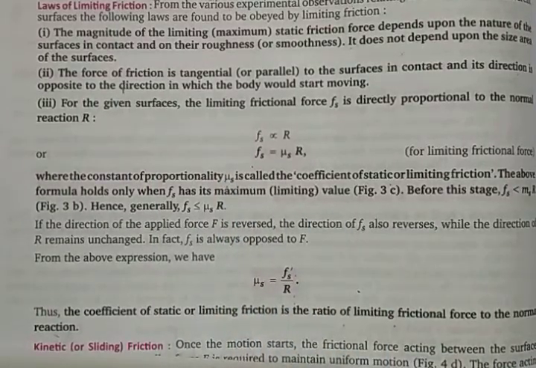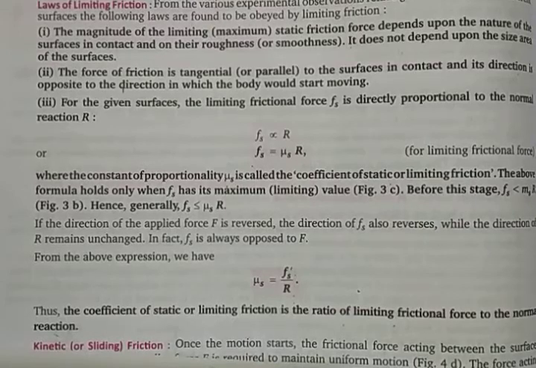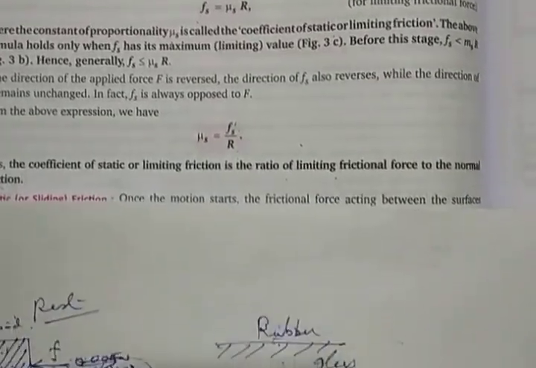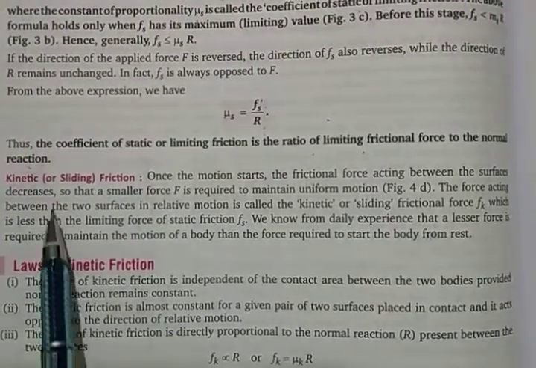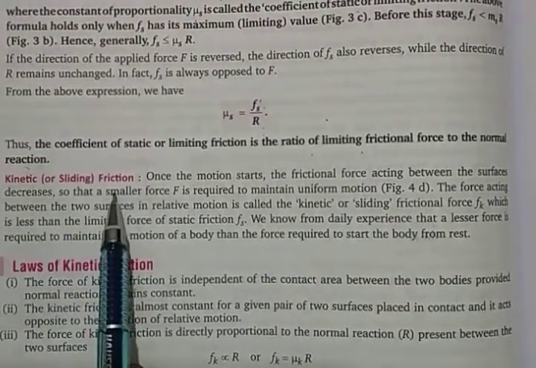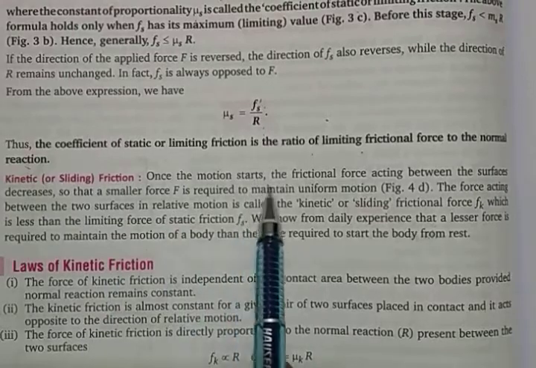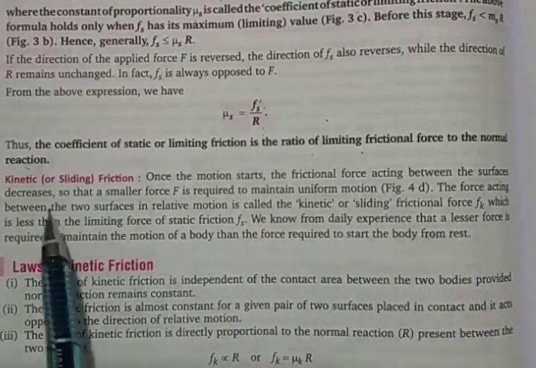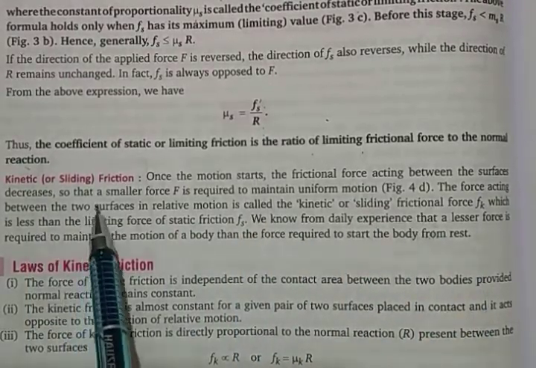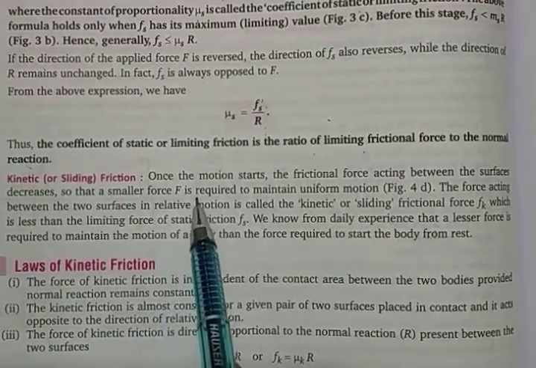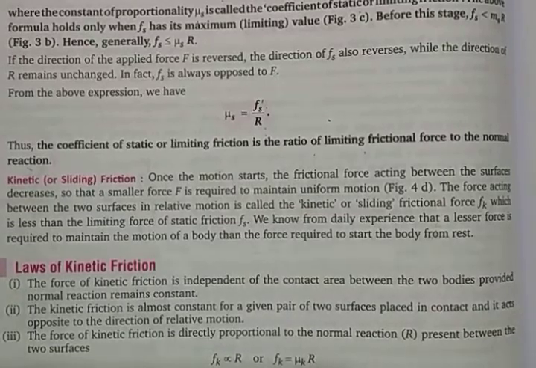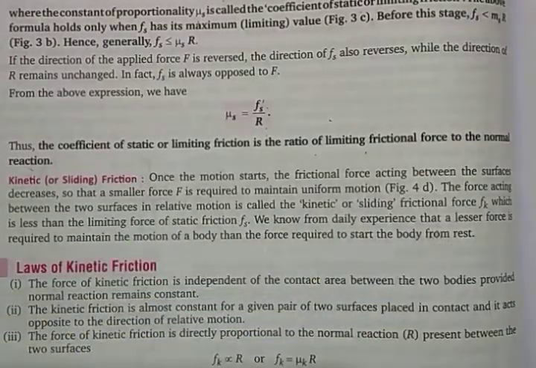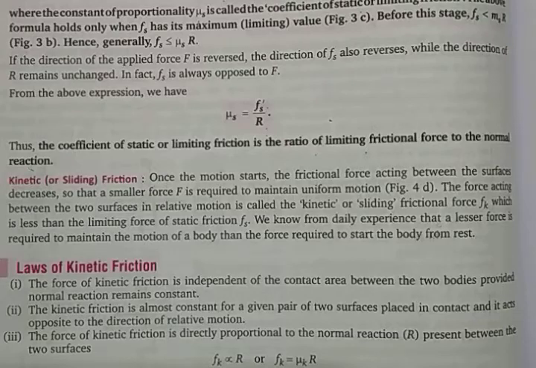What if the body is already moving now? When the body moves, what happens? So we come to the next part, called kinetic friction, the sliding friction. When the body is on the move, once motion starts, the frictional force acting between the surfaces decreases, so a smaller force F is required to maintain the uniform motion. Only at the start, when you are about to push, it will be tough. Once it starts, then it keeps moving.